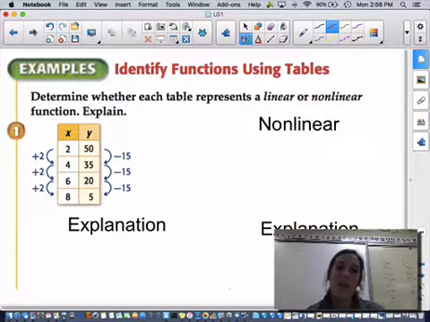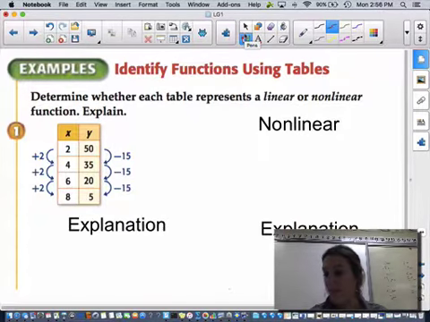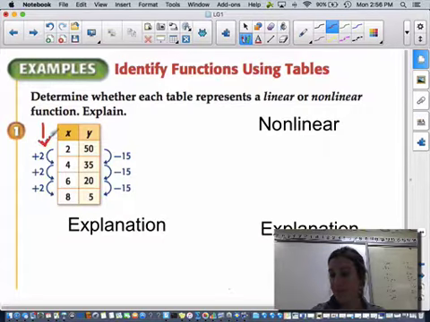Okay, if we are not given a graph to look at, we can identify it through the table. Looking at the example here, you will see that on the x side, we have a constant rate of change. We're going from 2 to 4 to 6 to 8. So I show my constant rate of change, plus 2, off to the left-hand side.